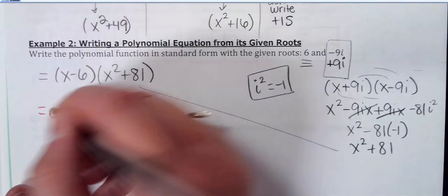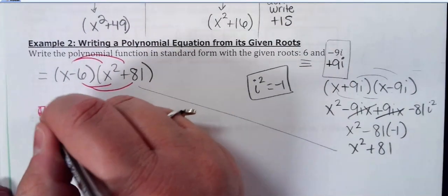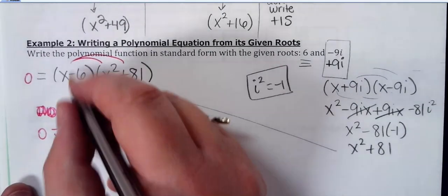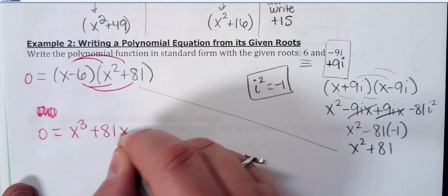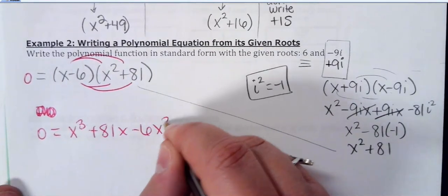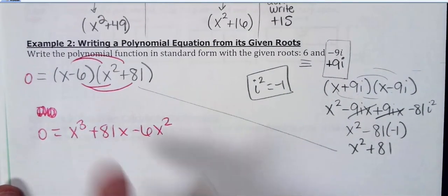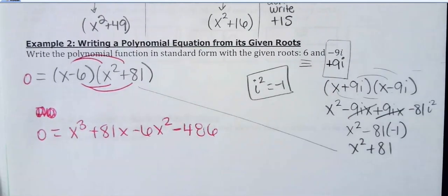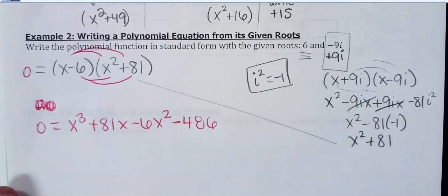We got to keep doing a FOIL or box, whatever you want to. I don't know why I just wrote that like that. Should have 0 equals this, since these are the zeros. Now, this would be x cubed plus 81x, then minus 6x squared, and then I'm going to grab my calculator real quick, sorry. 6 times 81, 6 is negative times 81 is -486.